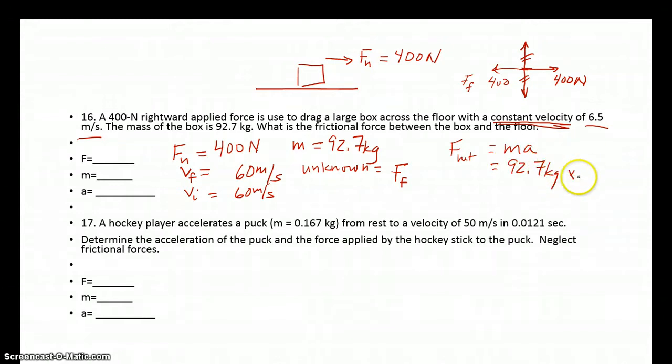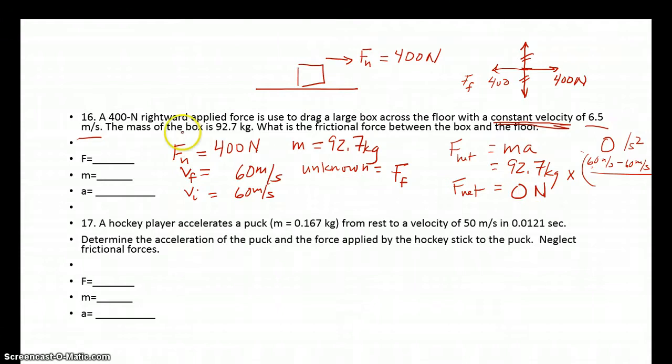And I'm going to times that by, watch this, 60 minus 60 meters per second is my acceleration over time. It doesn't even have time. What is that going to equal? That's going to equal a 0 meters per second squared acceleration. Anything times 0 means that my F net is 0 newtons.